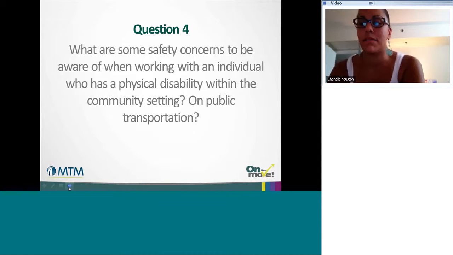What are some safety concerns to be aware of when working with an individual who has a physical disability within the community, and then also on public transportation? So some safety concerns within the community for persons with a disability include the person's lack of stability or balance in a wheelchair, or even as they're using a different mobility device or a cane when traveling within the community, as it relates particularly to uneven pathways or small walkways that they have to get through. A small area could be a tight clearance, causing the person with a disability to have to try and maneuver their way to wherever they need to go.